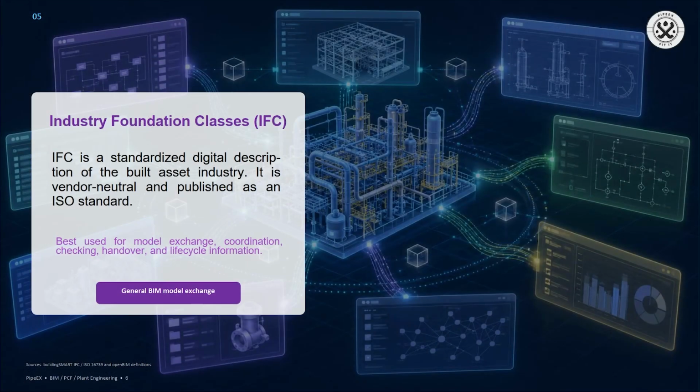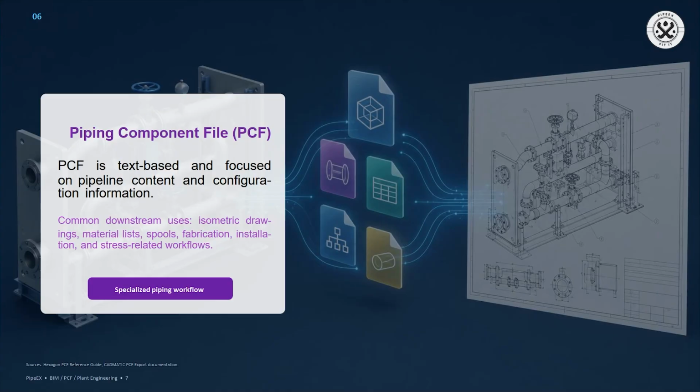But in plant engineering and industrial piping design, IFC is not the only exchange format we need to discuss. There is another important format, PCF. PCF means piping component file. A PCF file is a text-based data file that describes a piping system. It can include pipe routes, components, coordinates, sizes, materials, specifications, and other information needed for downstream piping workflows. While IFC is a general BIM exchange format, PCF is a specialized piping exchange format. Unlike IFC, it allows information to be seamlessly integrated into other software platforms.